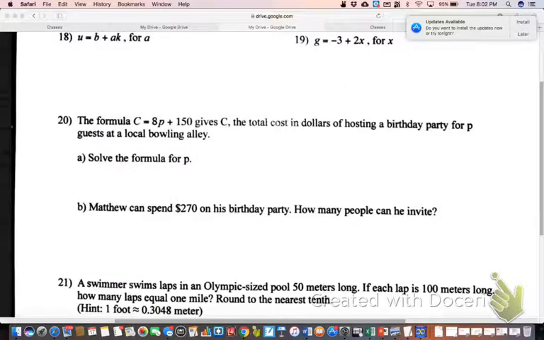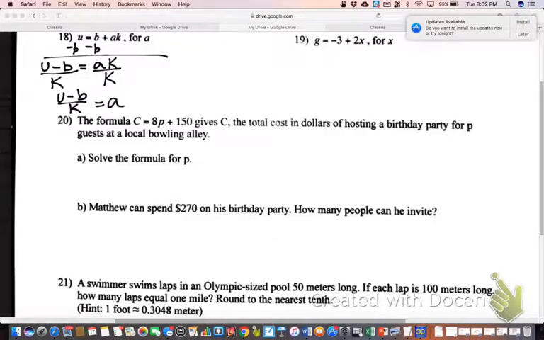Number 18 is asking us to solve for a. So I am going to do what I can to get a by itself. So this a is sitting here hanging out with a b that needs to go. So I'm going to subtract b from both sides. So that's going to leave me with u minus b is equal to ak. Then I just divide both sides by k. So my final answer is u minus b over k.